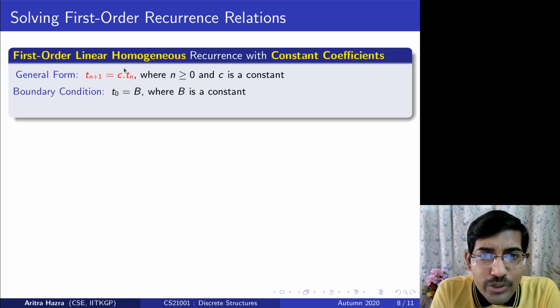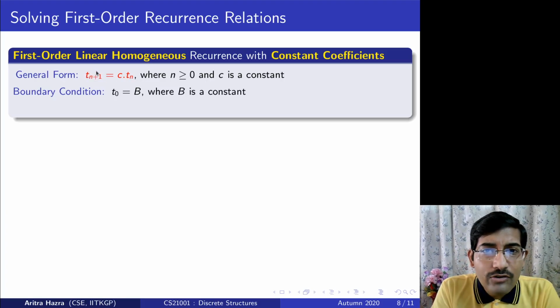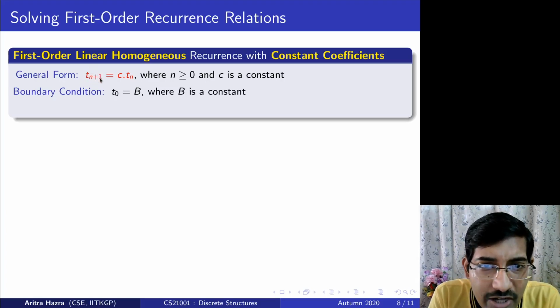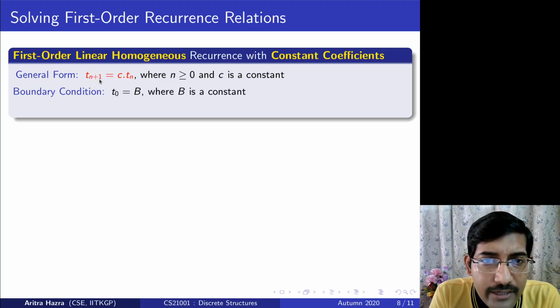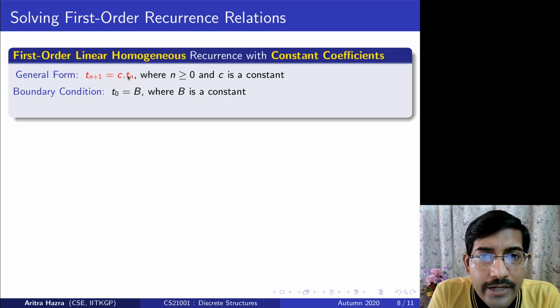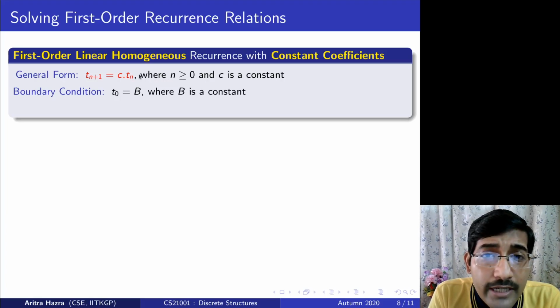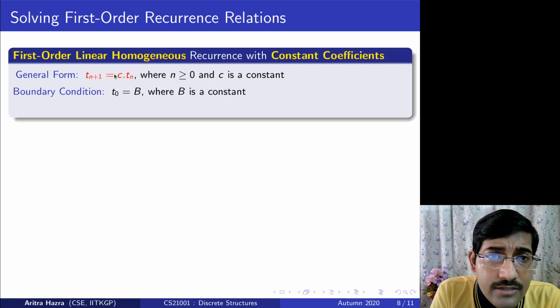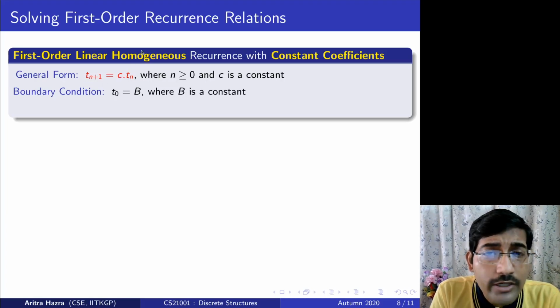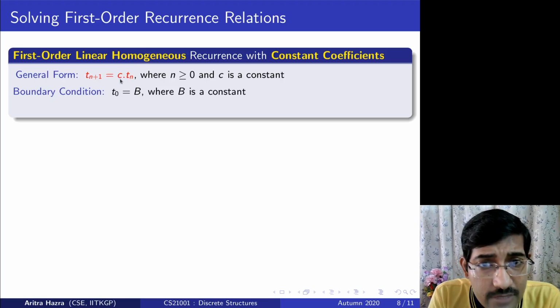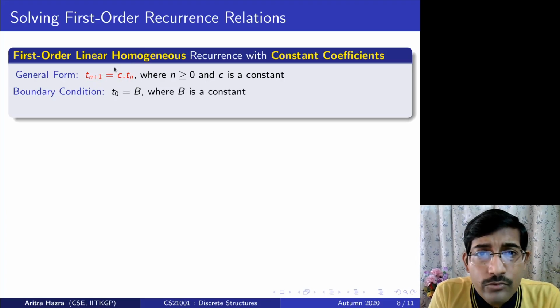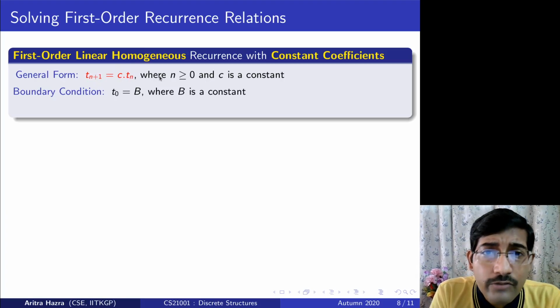What is homogeneous? The recurrence function that you define, Tn plus 1, is dependent on some constant into Tn without any other function to be added which is not Tn. So if a different function or constant is added to this format, then we call it non-homogeneous. So this is homogeneous. We just derive it from the previous term without any additional values.